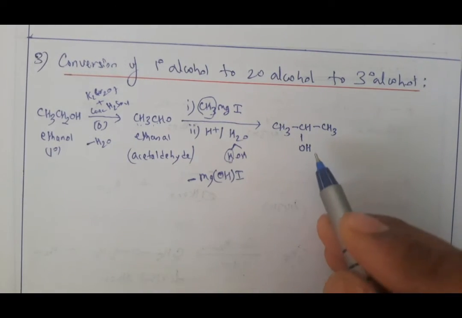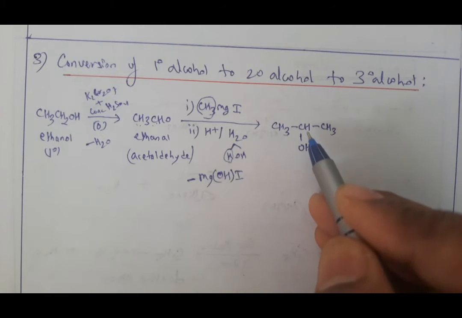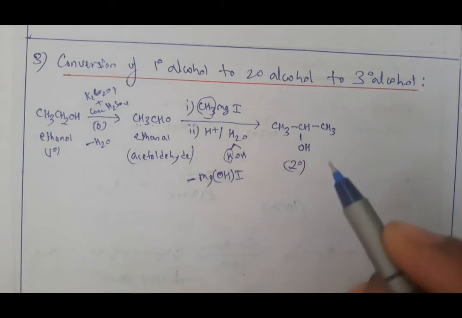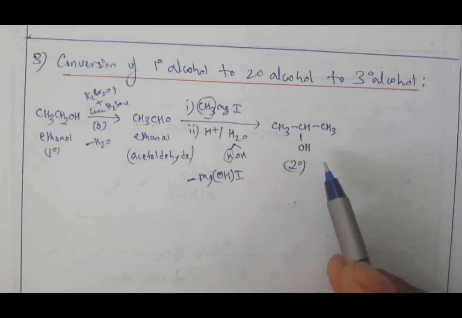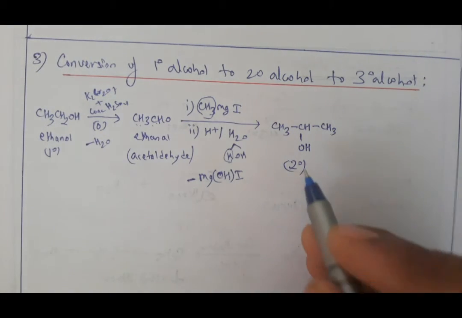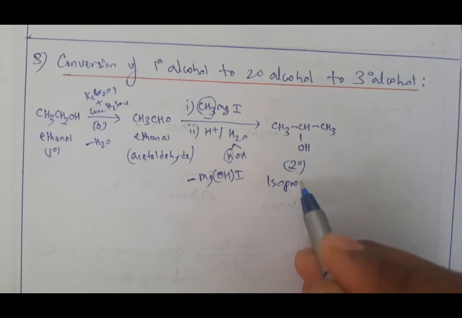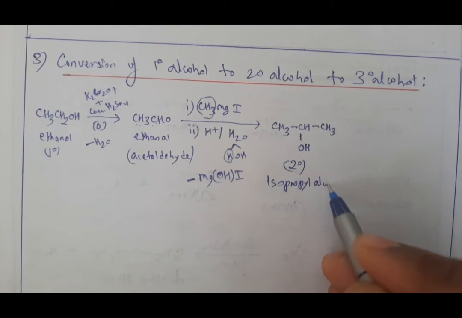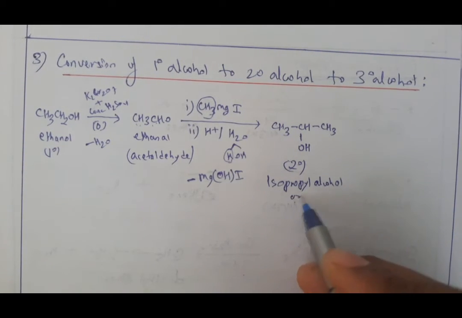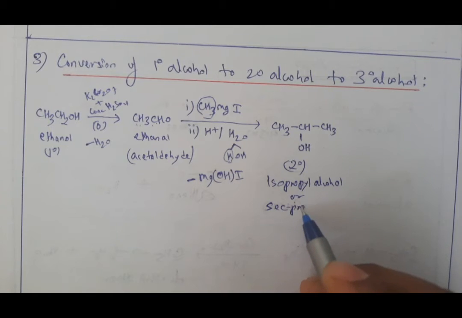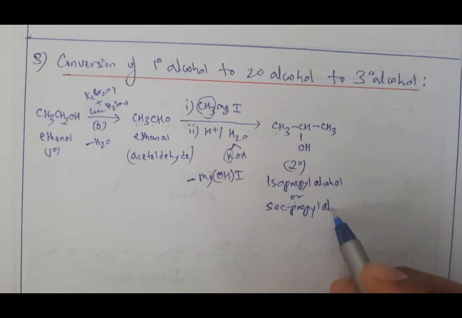So we got this one. Now you can see here OH is linked with CH. OH linked with CH is called a secondary alcohol. So I have converted primary to secondary so far. Now the name of this compound is isopropyl alcohol, also known by the name sec-propyl alcohol, because it is a secondary alcohol, right? So we even call it by the name sec-propyl alcohol.